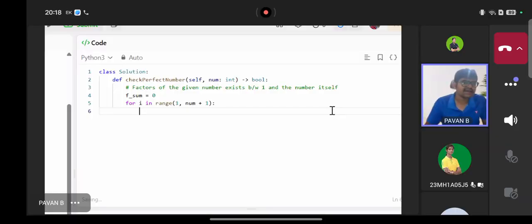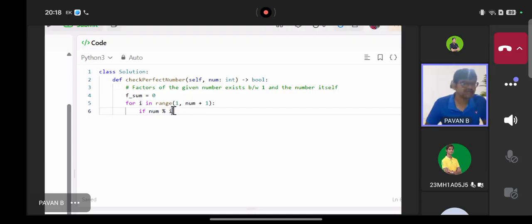Okay. So when can we say a number i, the current value, is a factor of num? We can say it's a factor if this condition holds: num modulus i. Please note i is our current number and num is nothing but the given number. So for the given number, we are trying to generate all the numbers from 1 to that number, right?